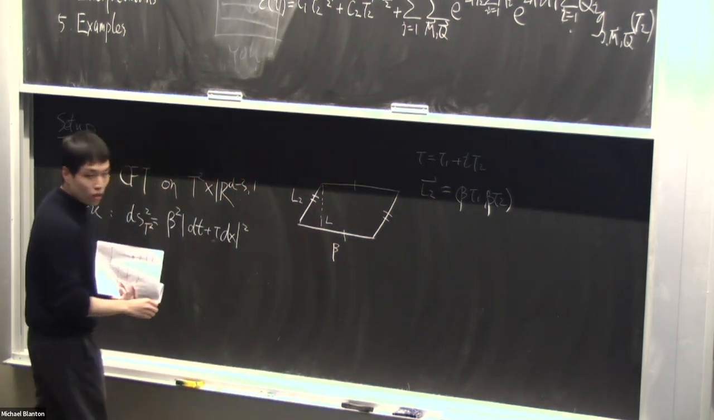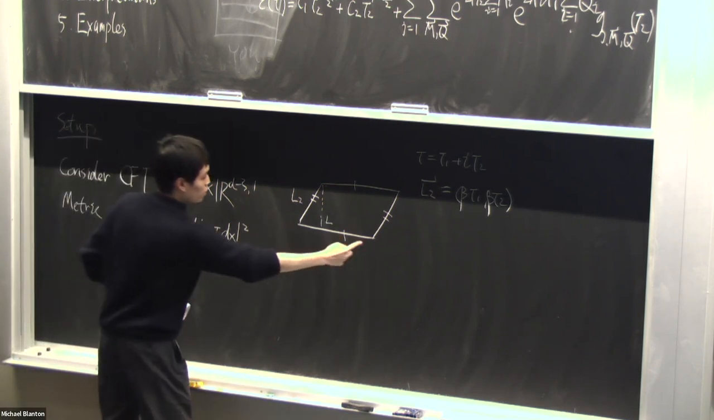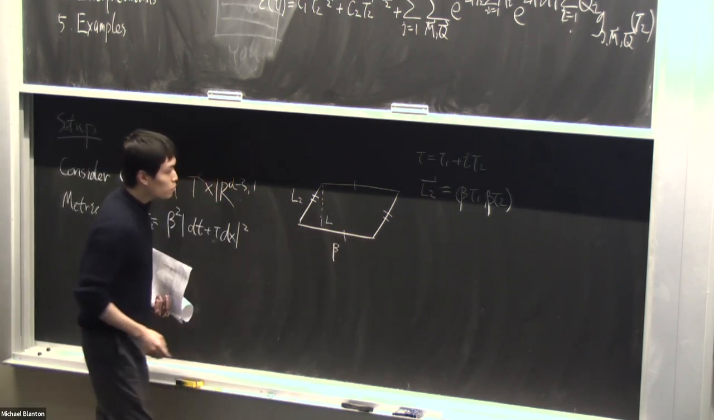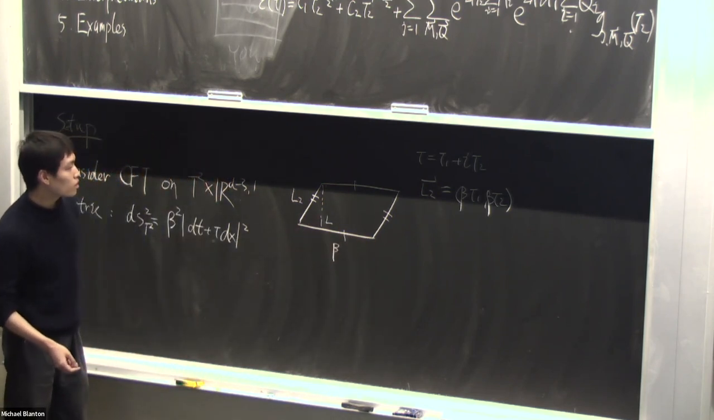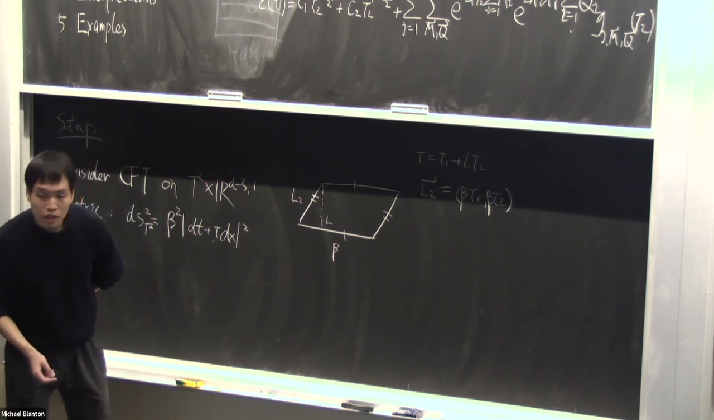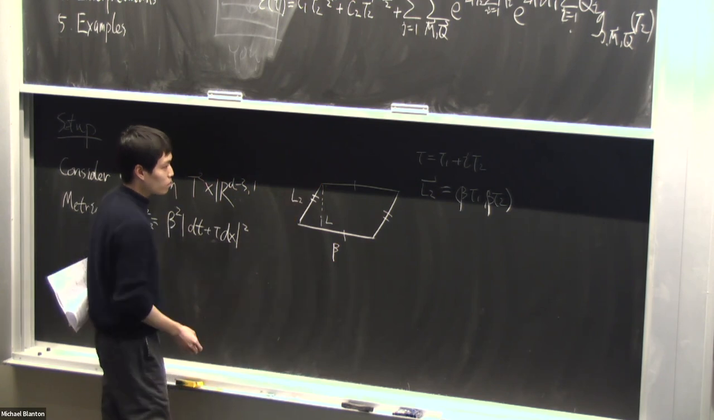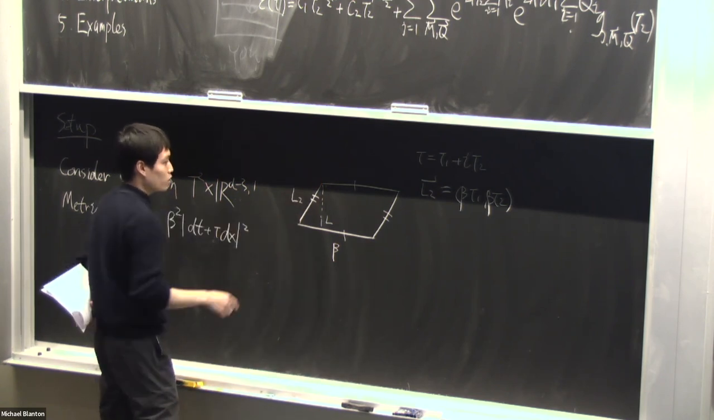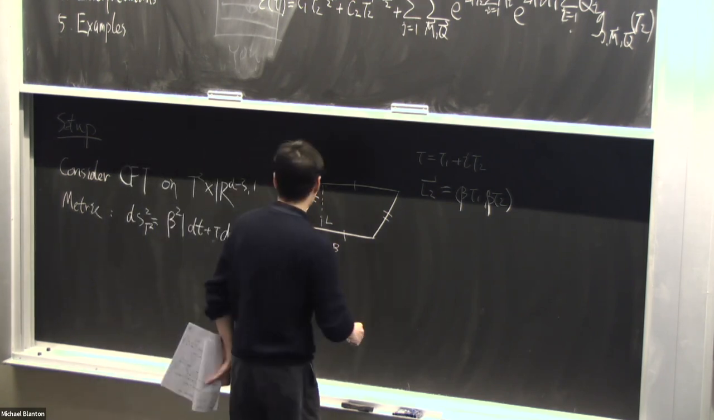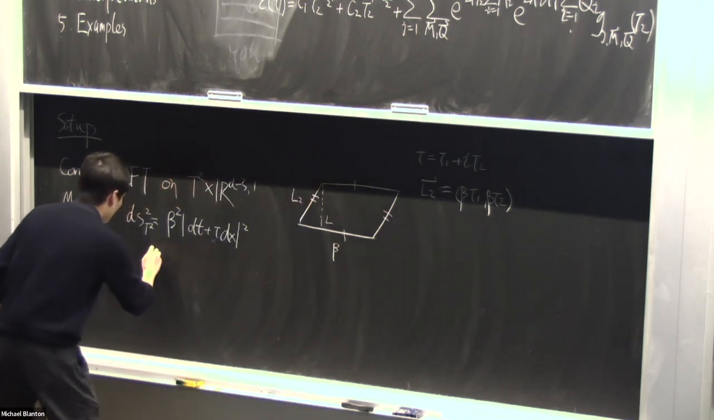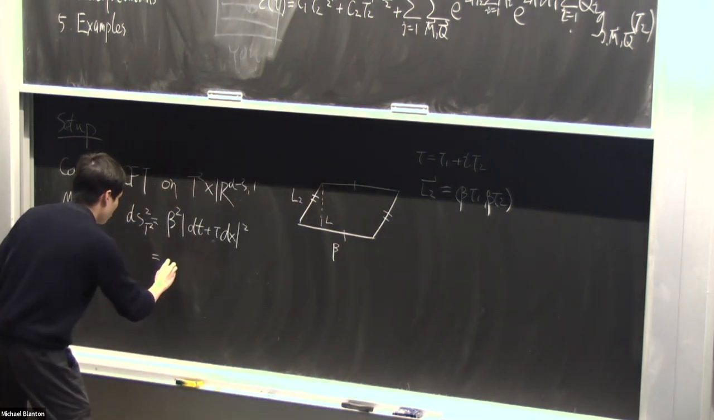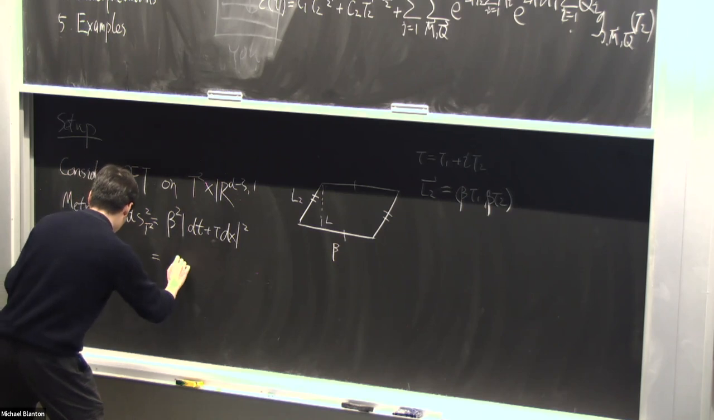What is beta? Beta is the length of this side. L2 is the length of the other side. I'm just drawing the picture here. And I'm going to also use another form which is more suited for calculation.